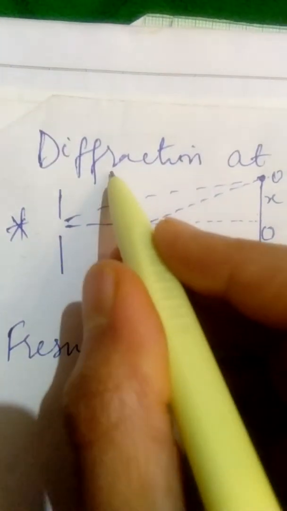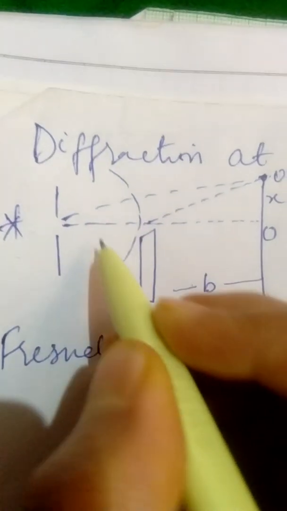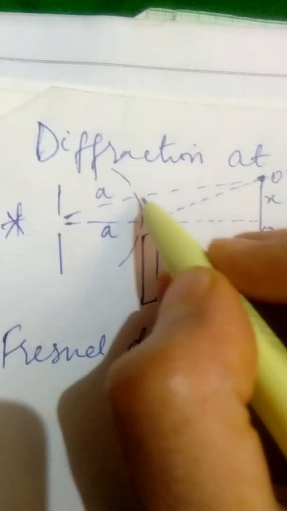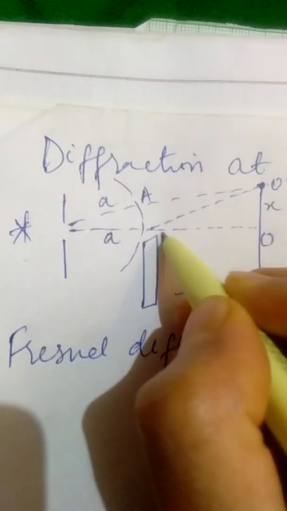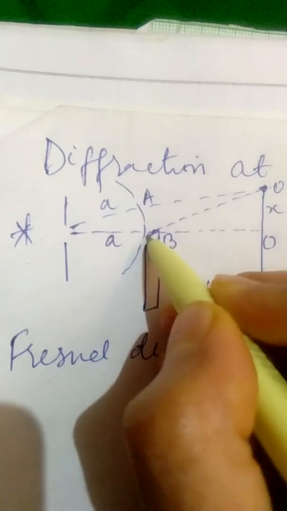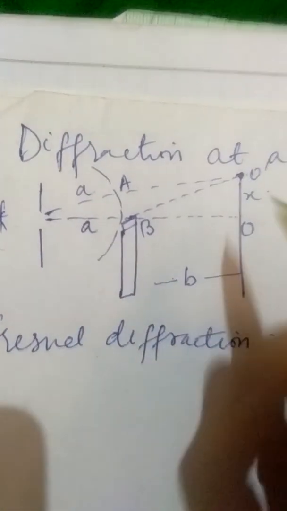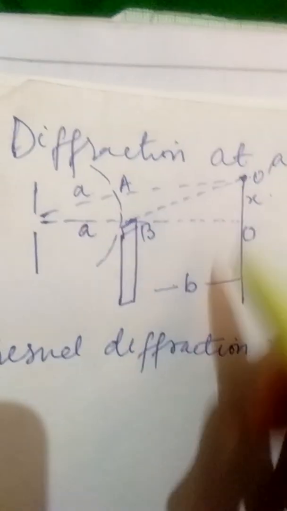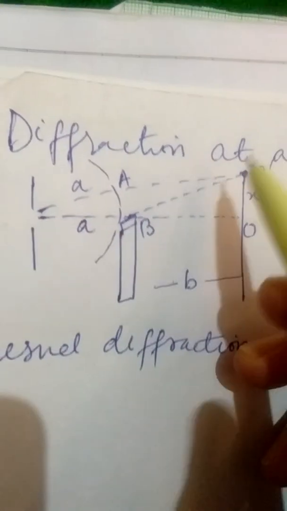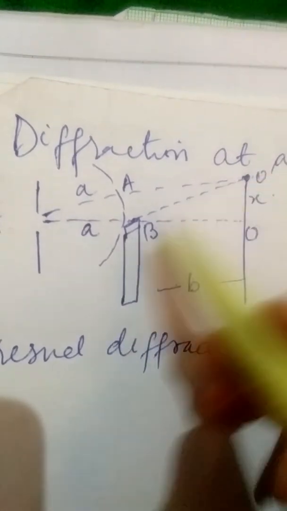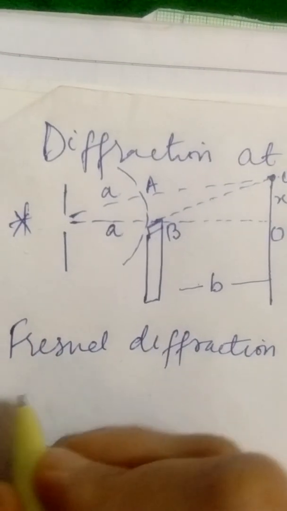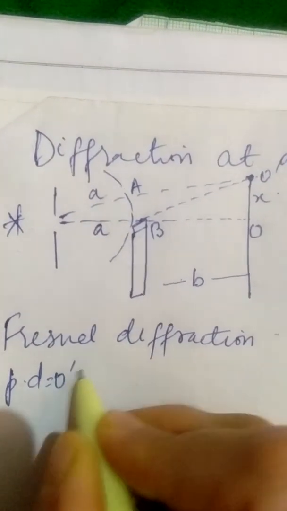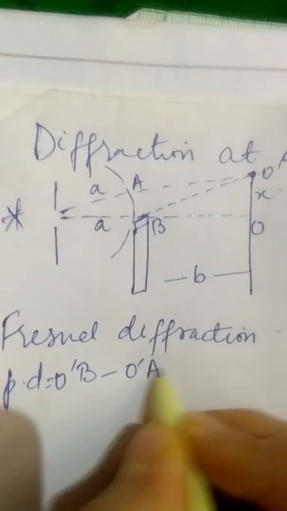And then we can also imagine a wavefront like this. Suppose the radius of the wavefront is a. Let's name these 2 points as A and B, right? Now, if we want to find out what is the intensity pattern on the screen due to this diffraction, we need to find out, as always, the path difference between the rays O dash B and O dash A. So what we are essentially interested in is path difference. Path difference equals O dash B minus O dash A.